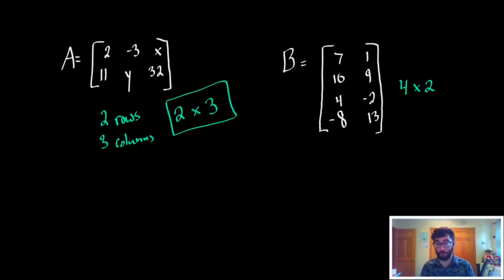All right, so not too difficult. Just make sure it's always row by column. Rows always come first, so row by column. Make sure that it's always row by column.